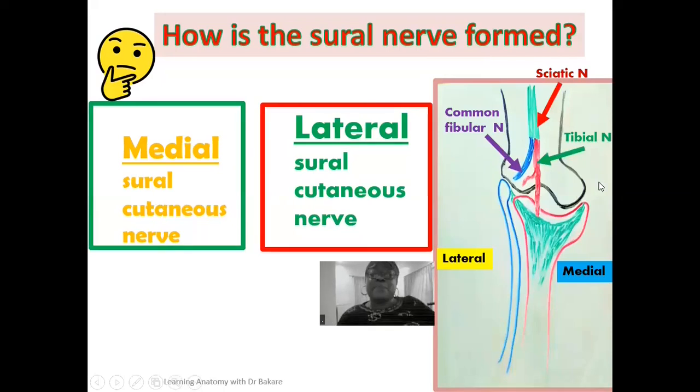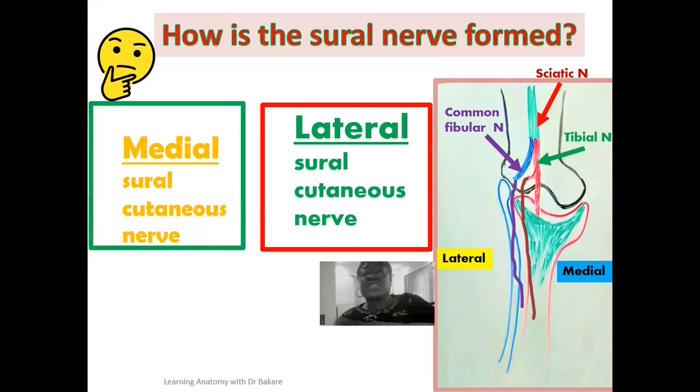So going deeper into this configuration, the tibial nerve will give the medial sural cutaneous nerve, and this is what is highlighted here at this point. And of course, this is on the medial side, and that is why it is so named the medial sural cutaneous nerve. On the lateral side, we also have a lateral sural cutaneous nerve, but this would be emerging from the common fibular nerve, and this is what is seen to be highlighted here in purple.